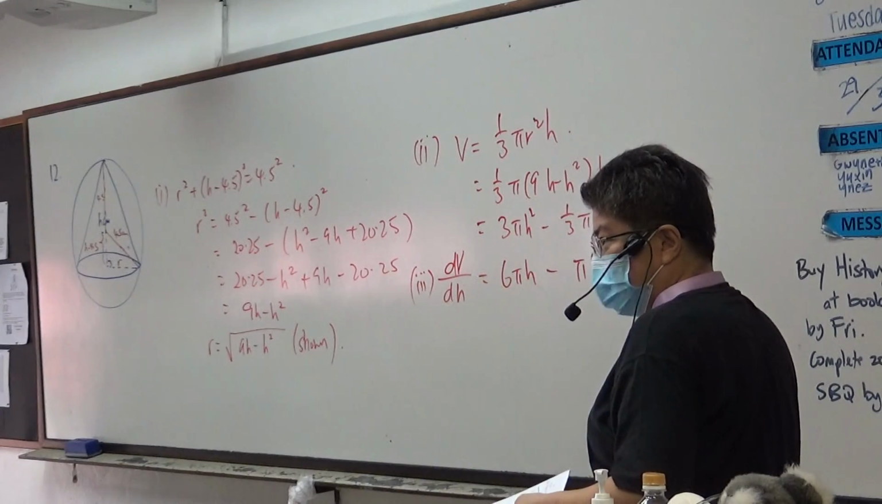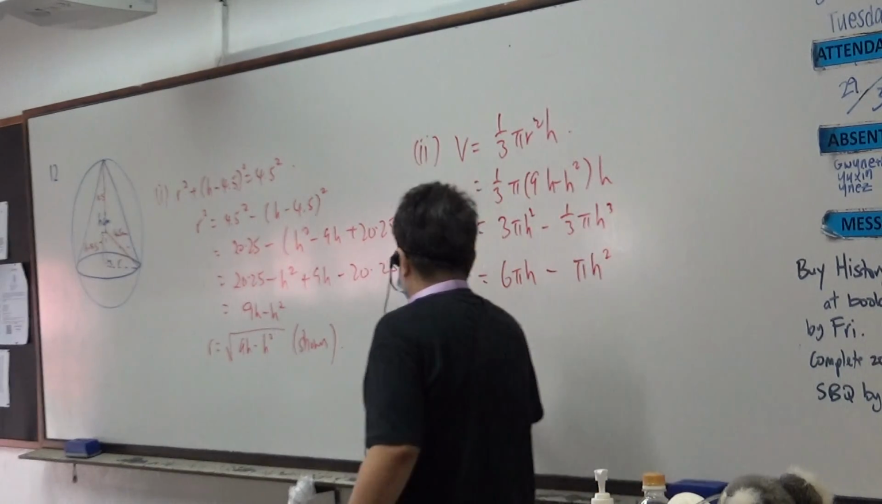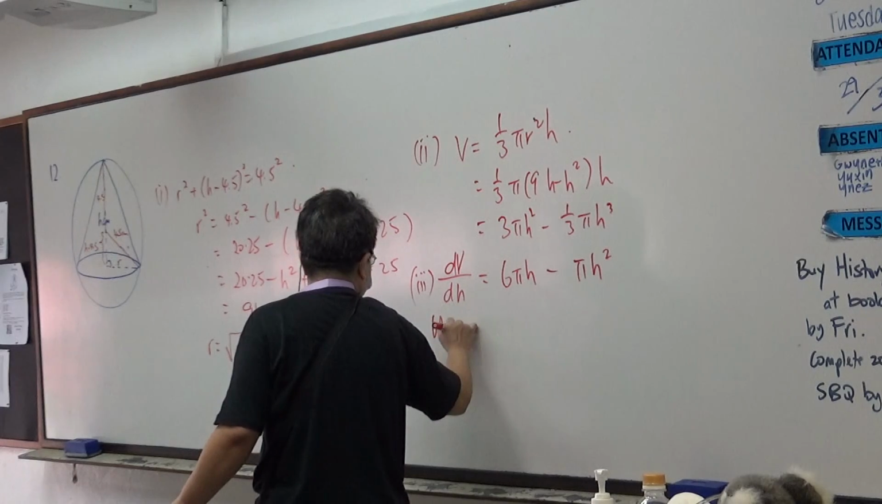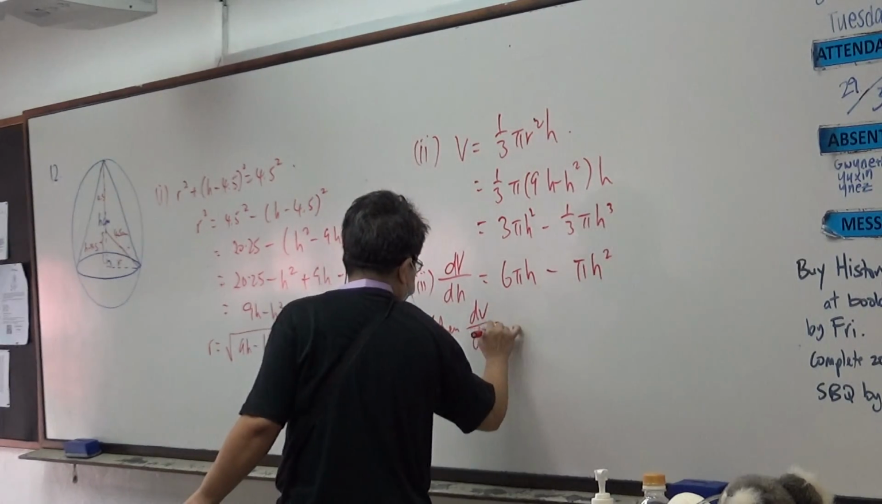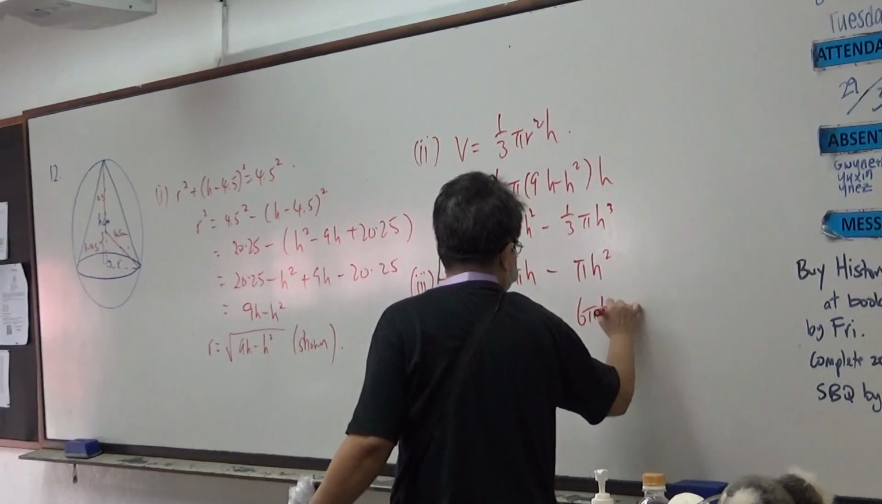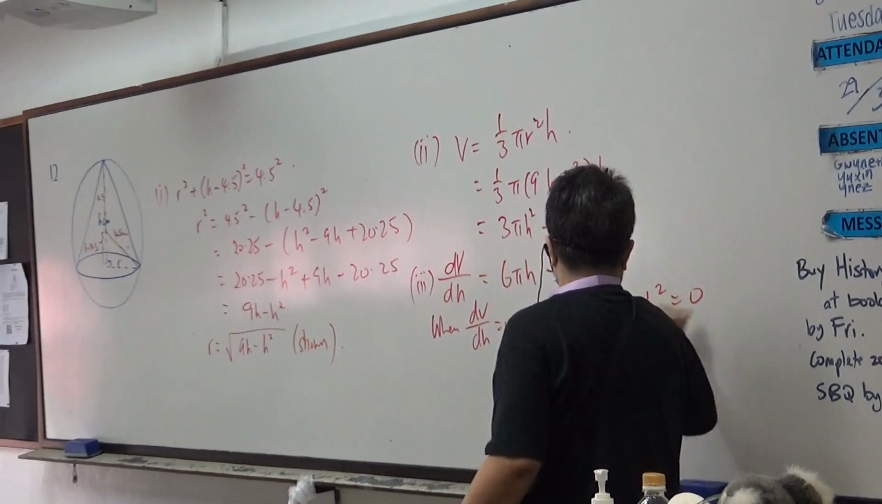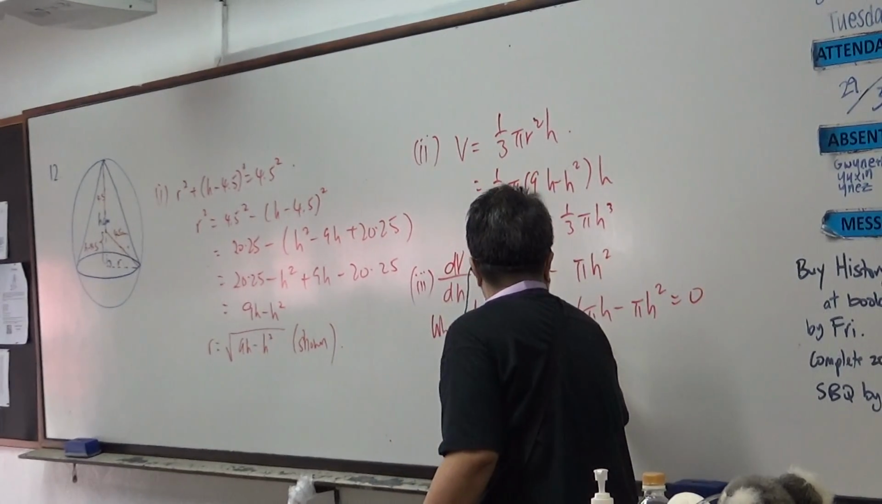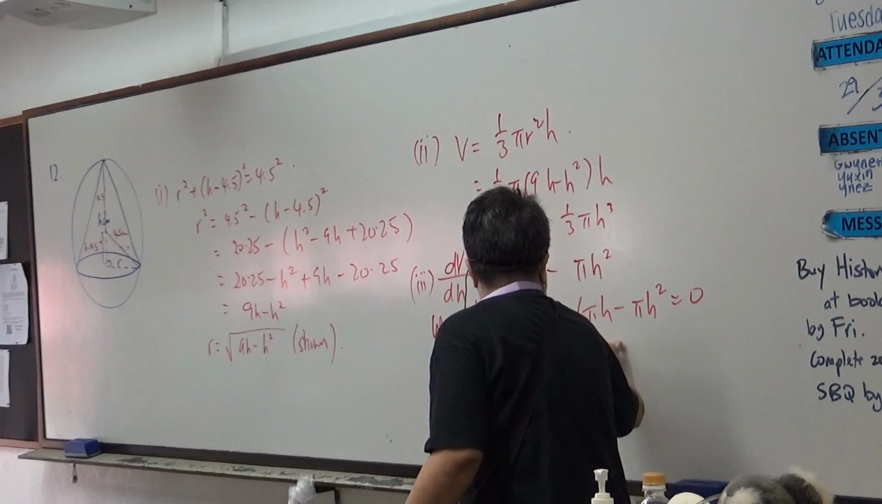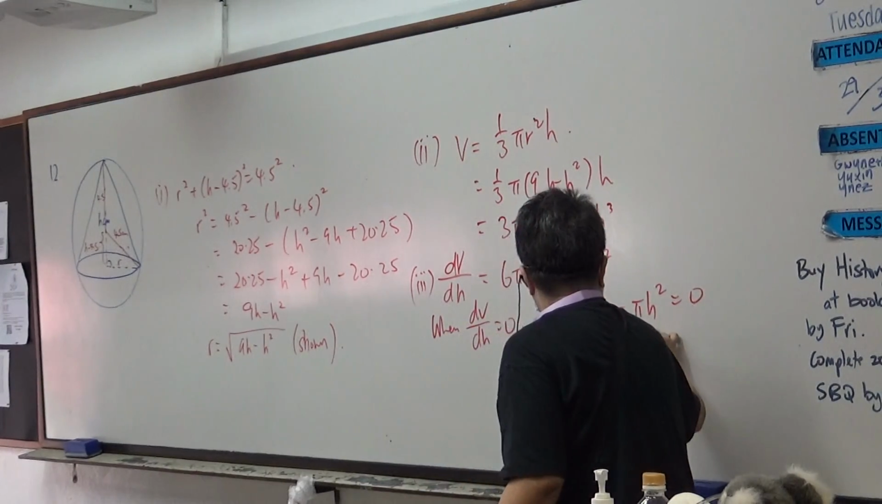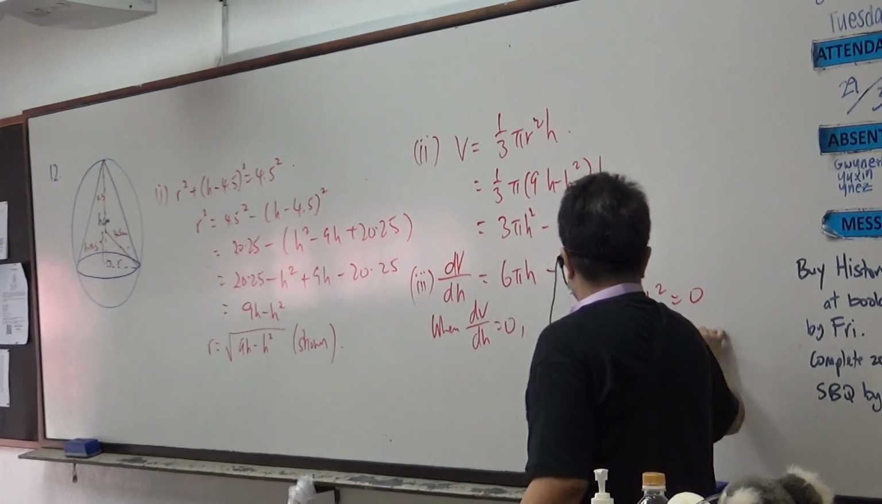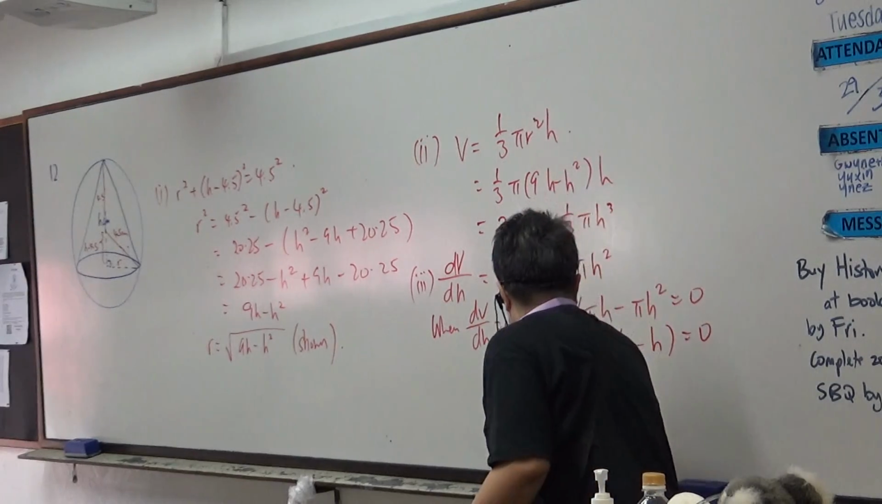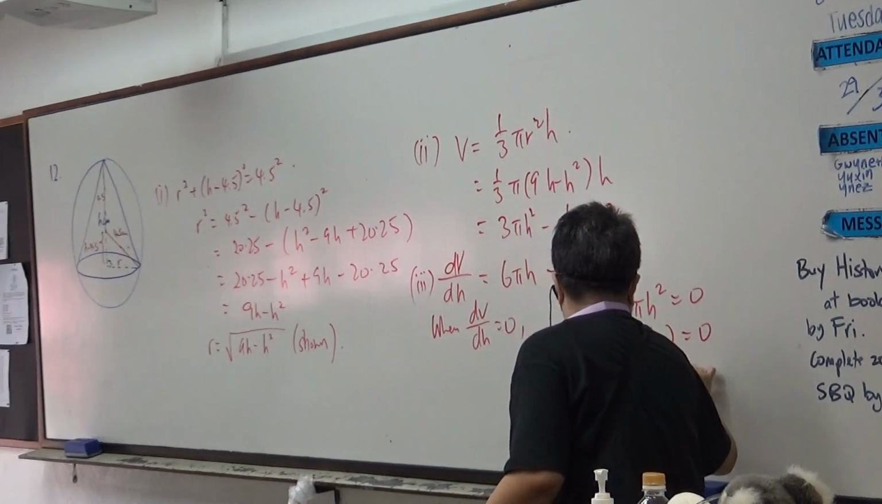Correct now? Stationary means what? When dV/dh is what? Yes, very good. I will have 6 pi h minus pi h squared equals 0. Take out the common factor, it will be pi h (6 minus h) equals 0, right? This will be h equals 0 or h equals 6, right?